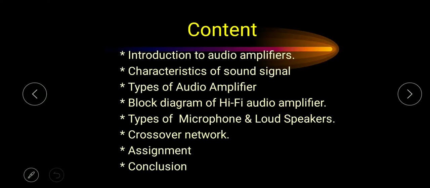So let us start our session. Our session content is introduction to audio amplifier, characteristics of audio signals, types of audio amplifier, block diagram of hi-fi audio amplifiers, types of microphones and loudspeakers, crossover network, and there are different types of assignments for students to deal with. And lastly, we conclude our session with a conclusion.